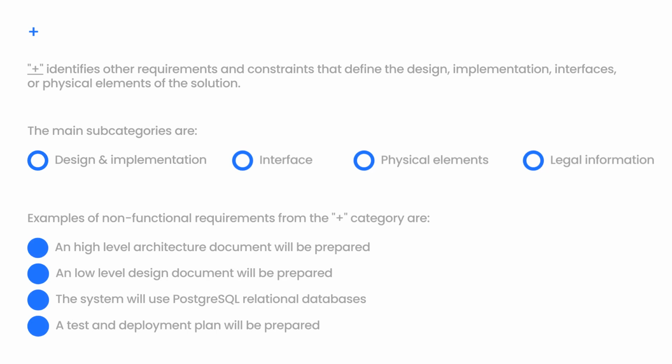Examples of non-functional requirements from the plus category are: a high-level architecture document will be prepared, and a low-level design document will be prepared. The system will use PostgreSQL relational databases. A test and deployment plan will be prepared.